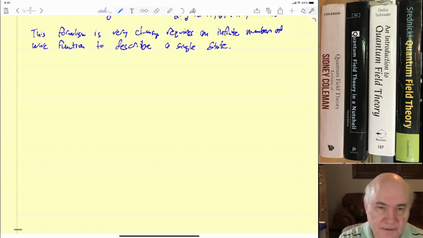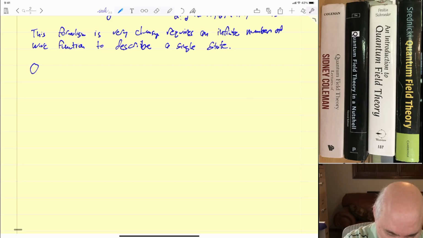So what do we do? Well, there's a very well-known way to get around this. It's called the occupation number representation.